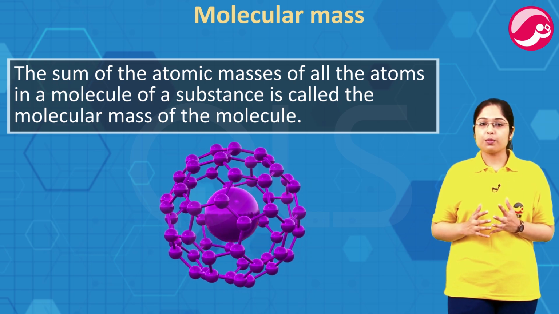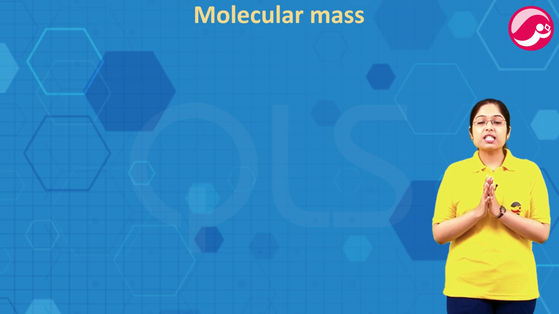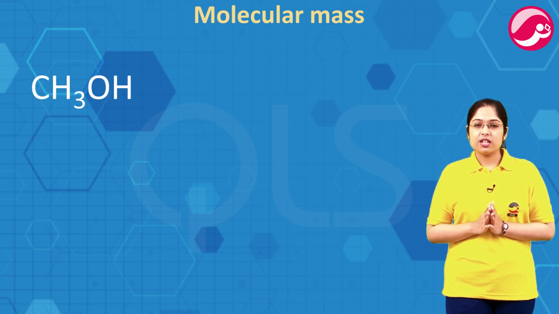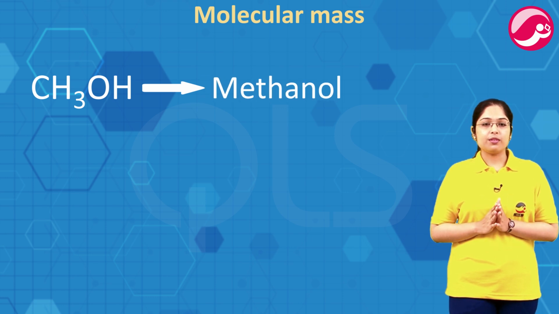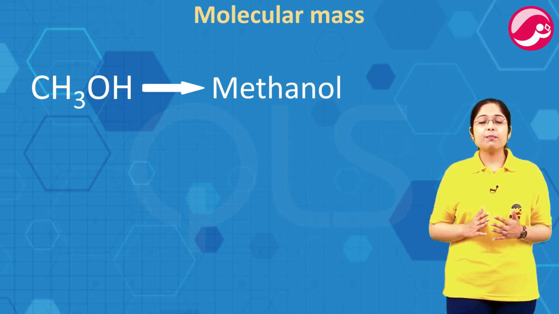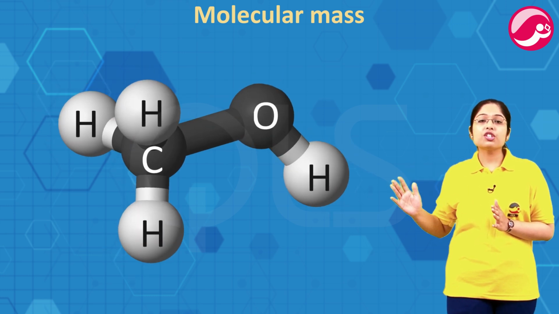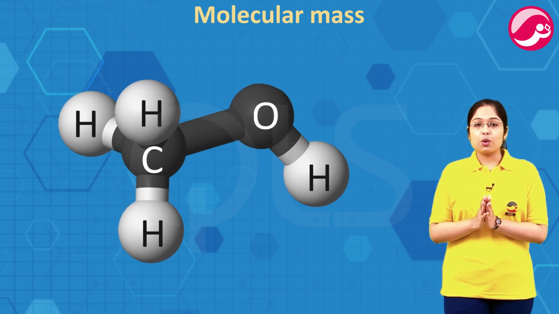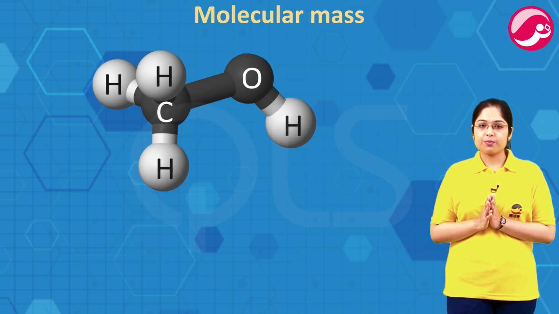that molecule. Let's see if we can calculate molecular mass of CH3OH. CH3OH is methanol. It is a type of alcohol. So first, let's see methanol कितने type के atoms से मिलके बना है. We can clearly see that methanol is composed of carbon, oxygen and hydrogen. So let's write down atomic masses of carbon, oxygen and hydrogen.